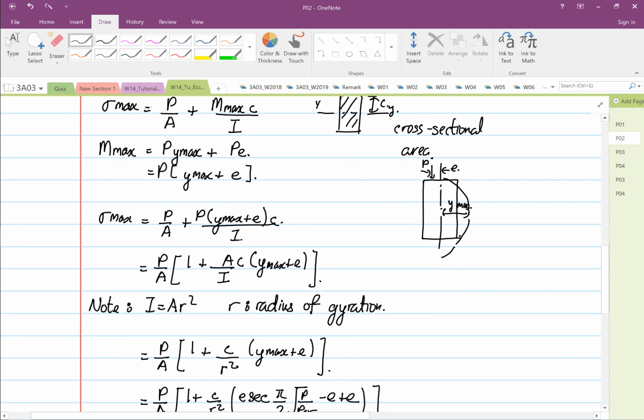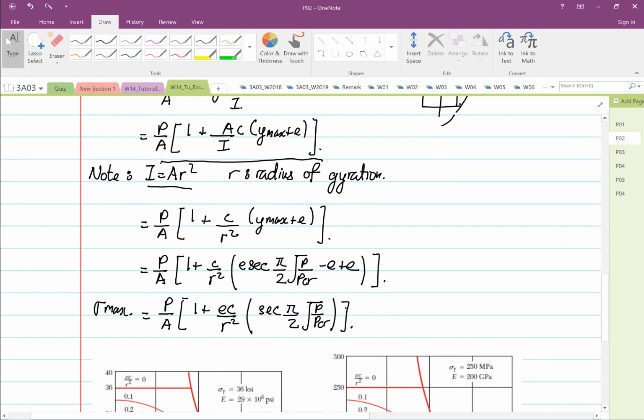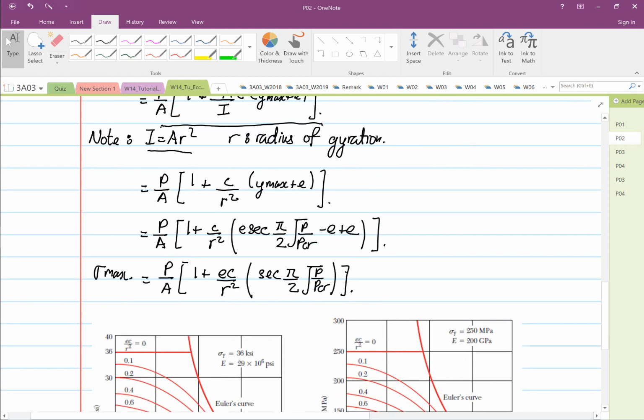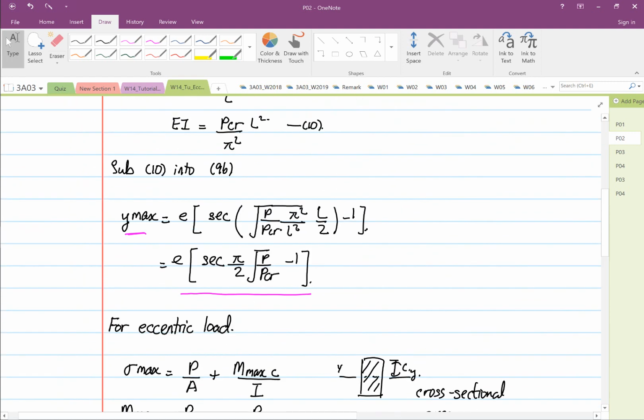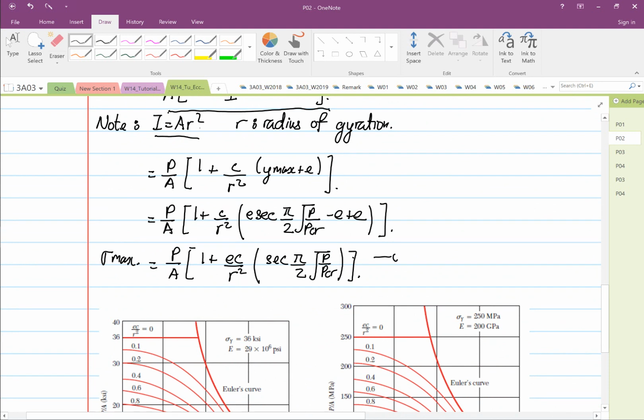So you have your stress max is equal to P over A plus this expression right here, and then you can rewrite the expression in this form. And then we're going to substitute I equal A r squared. And then finally, you have this expression over here, which I'm going to call equation number 11, where you have stress max equal P over A. You have your equation 11 expression.